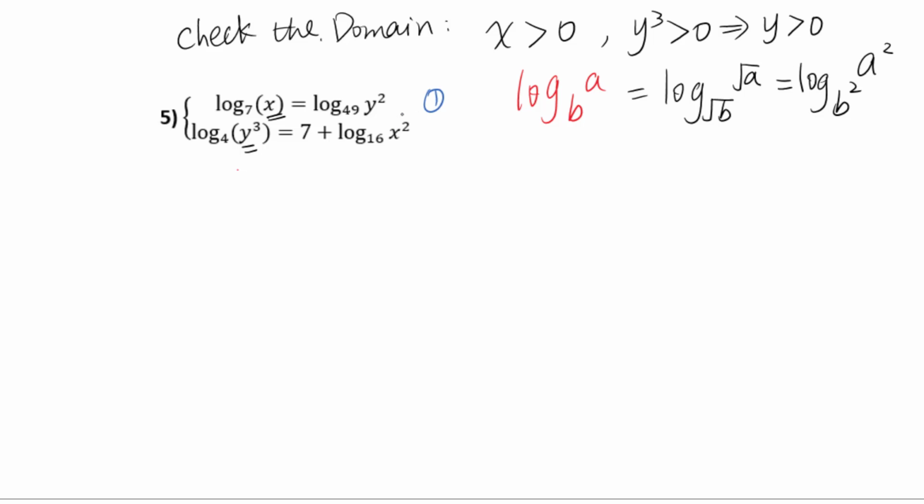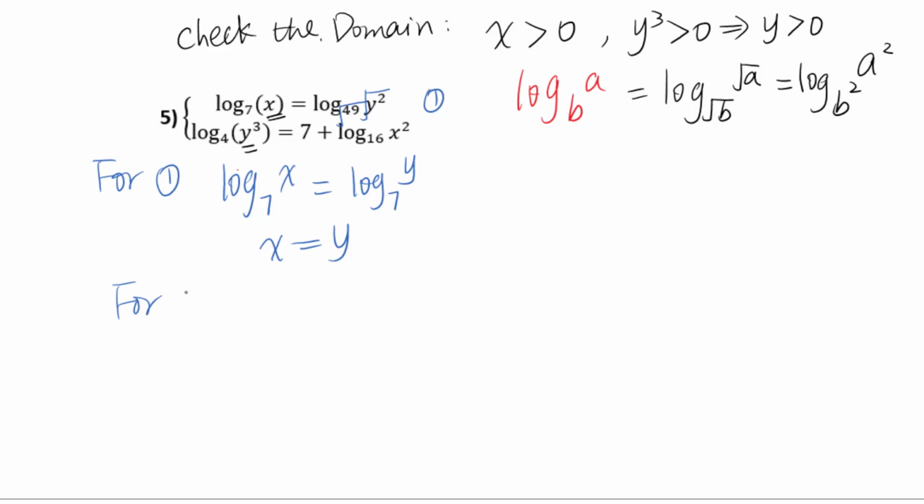For the first equation, we will try to make the same base. For 49, we can do the square root of 49 and the square root of y squared. Square root of y squared, since y is positive, we get y. So for the first equation, we have log base 7 of x equals log base 7 of y, so we get x equals y.